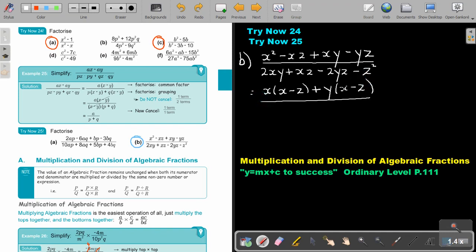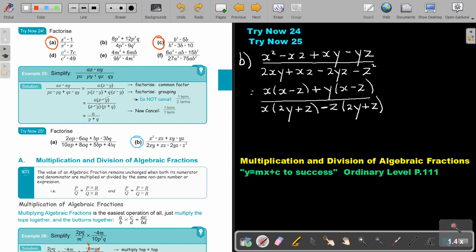Okay, let's go to the bottom. Take out x, and it will be 2y plus z. But now be careful, there's a negative. So take out z, and it will be 2y. And now a negative divided by a negative is a positive. Don't cancel anything. Go to the second step of grouping.